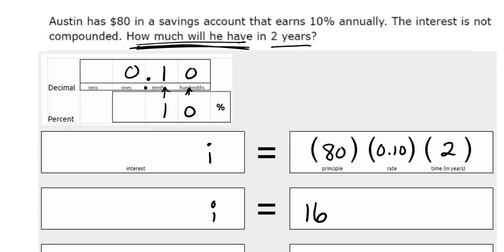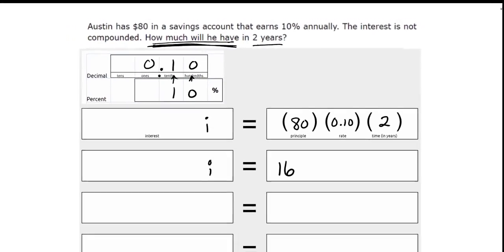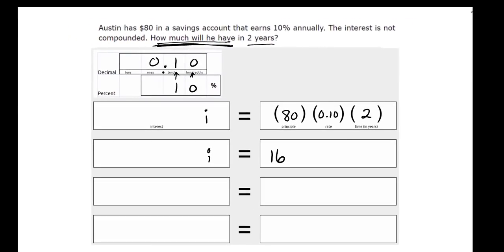That is not going to give us what we need, though. We need to know how much we are going to have after 2 years. We want the principal plus the interest. That should give us our total. Our principal is $80, our interest is 16. When we add those two numbers together, we're going to get a total of $96. It's pretty simple for simple interest, huh?